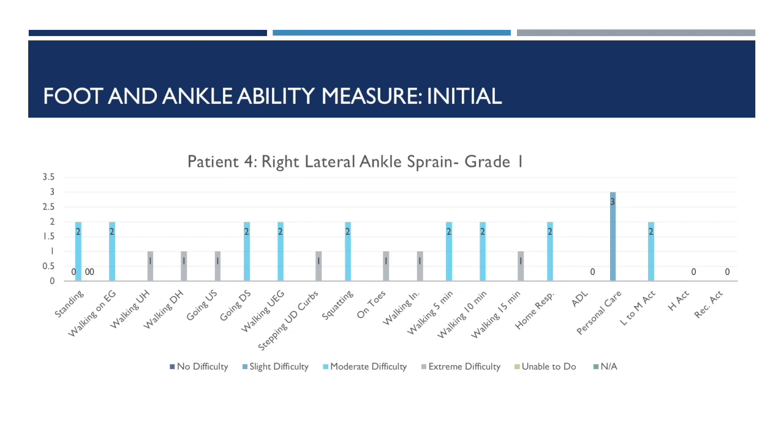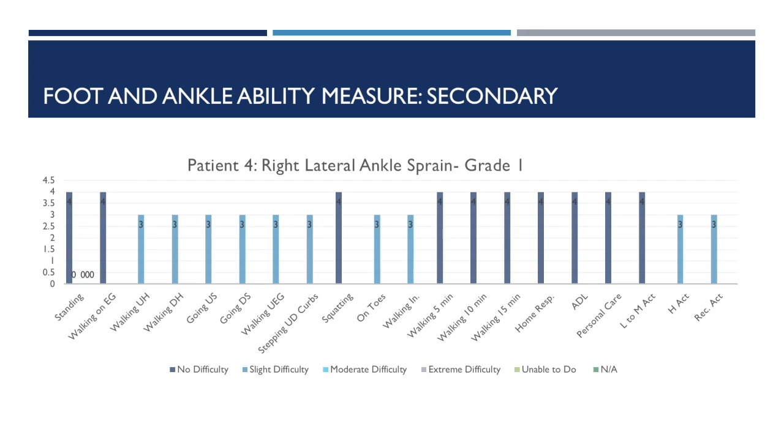Correlating the data between the generic and the specific instruments, we can see that the patient did in fact have difficulties with activities of daily living, which also is in correlation with the generic scale in activities of performance. The patient noted, due to his right lateral ankle sprain, they had difficulty with walking, going up and down stairs, up and down hills, squatting, standing on toes, walking for durations of time, home responsibilities, performing personal care, and light to moderate activities.